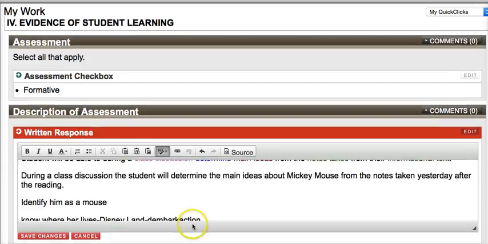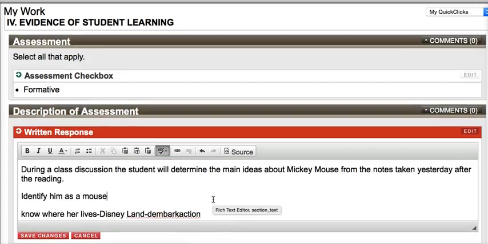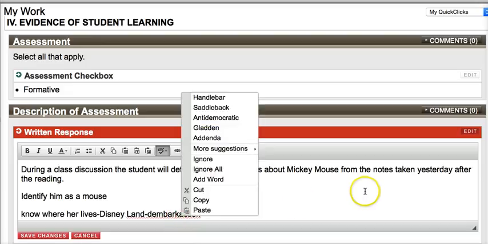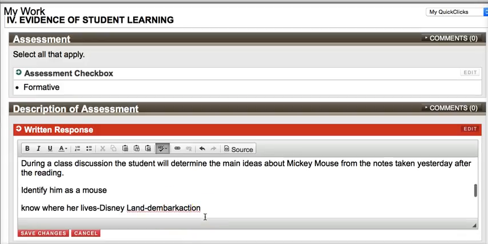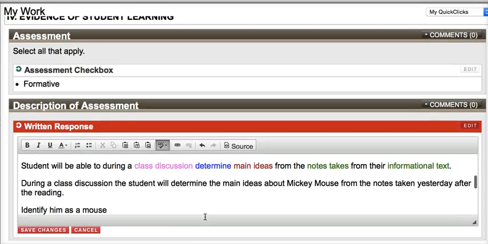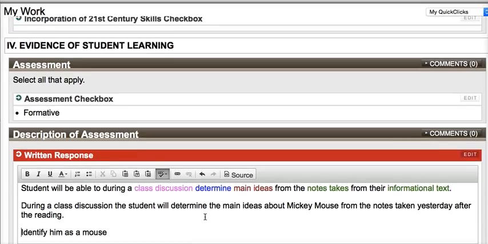Okay, so now I know what is the evidence that the children are going to use for determining the main idea, that Mickey is the captain of a cruise ship, and that they're going to get this from the notes that they took yesterday. These are the things that I'm going to want to see in their conversation. So these are all identifiable pieces that I should hear them say during their conversation.